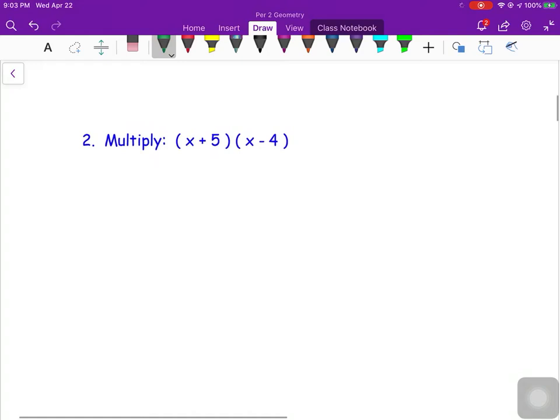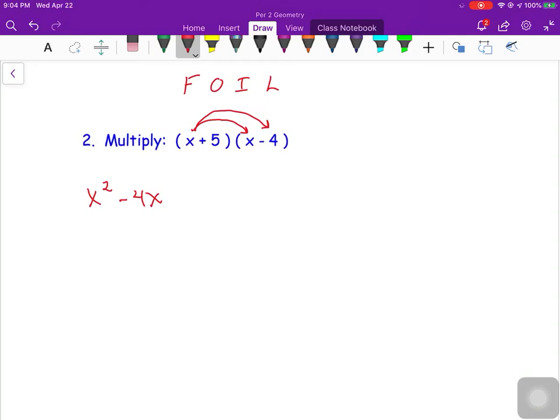Another concept that shows up a lot in this chapter is multiplying two binomials together. Some of you may have learned this using a little acronym, FOIL. It stands for first, outside, inside, last. First means the first one in the left parenthesis times the first one in the right. X times x is x squared. Outside means the ones that are furthest away from each other. The x times the -4, -4x.